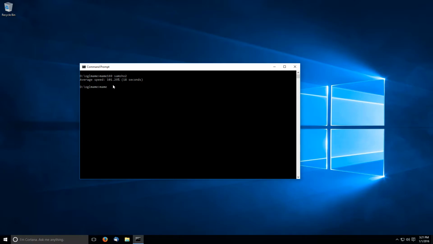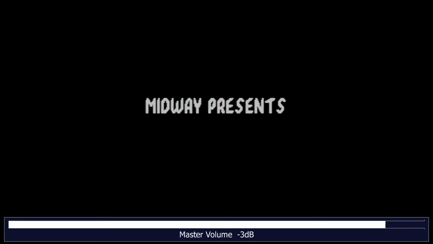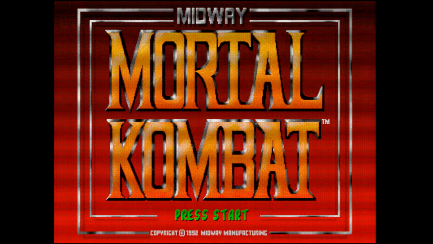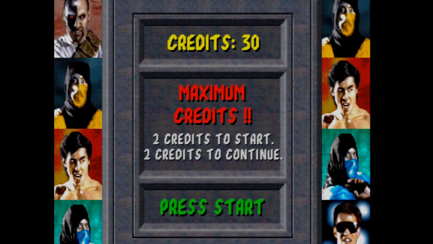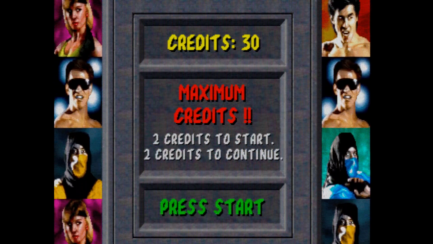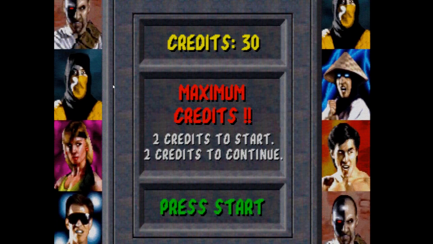Whereas if we do Mortal Kombat, it's going to be even worse, because Mortal Kombat runs at only 54 hertz, and we're running at 60 hertz, so we're basically running the game at 110% speed. But see how smooth the scrolling is here. That's the idea, that's the ticket, that's the baby, that's what you're going for.